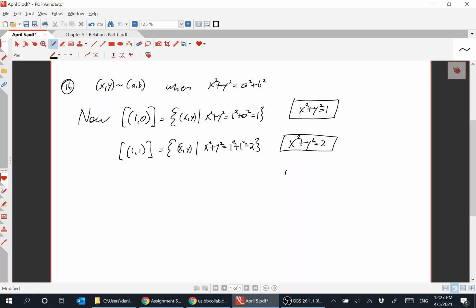Not this point. I mean, this point is on that circle, because square root of 2 over 2 squared plus square root of 2 over 2 squared is 1 half plus 1 half, which is 1. But that's not an integer point. I just want the integer ones. And then the other one that's asked about is this one.